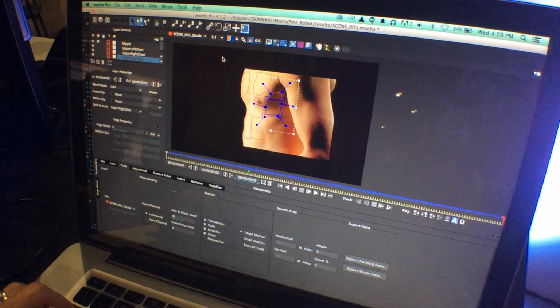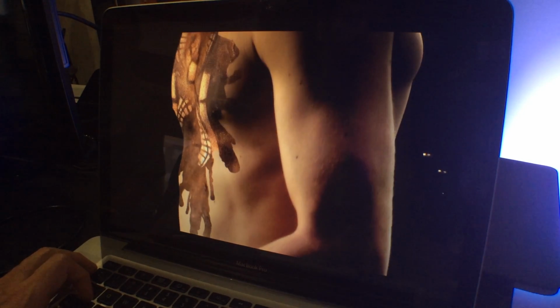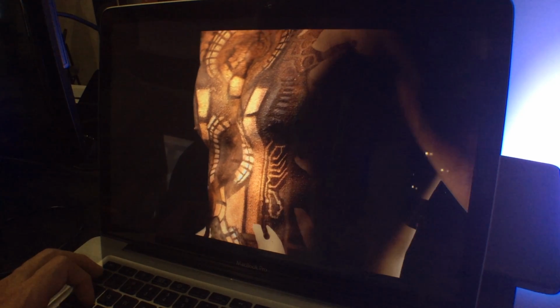This was a group effort by the design department at GSN to get all this tracking data in order to get the result that we got.